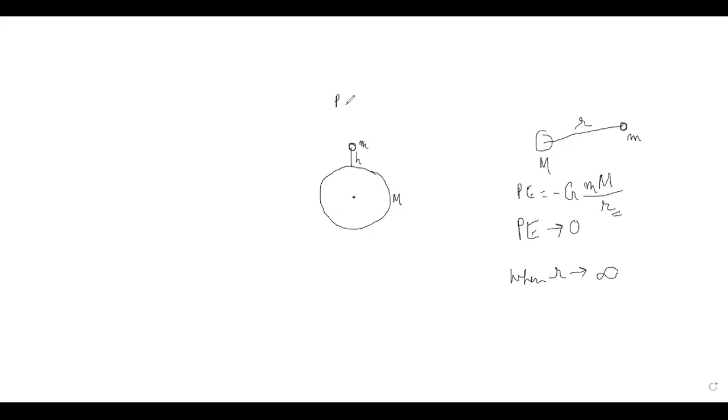For such cases, we also learned that the potential energy is given by mgh. What is m? m is the mass of the object. What is small g? Acceleration due to gravity. And what is h? h is the height above the surface of the Earth. So at what value of h will this potential energy become zero? h is equal to zero.